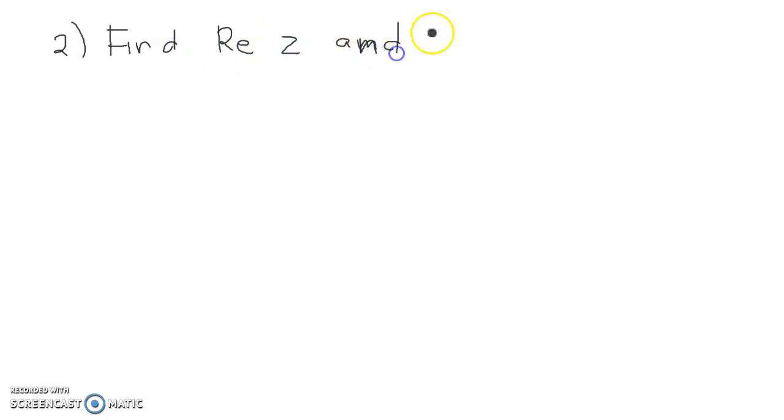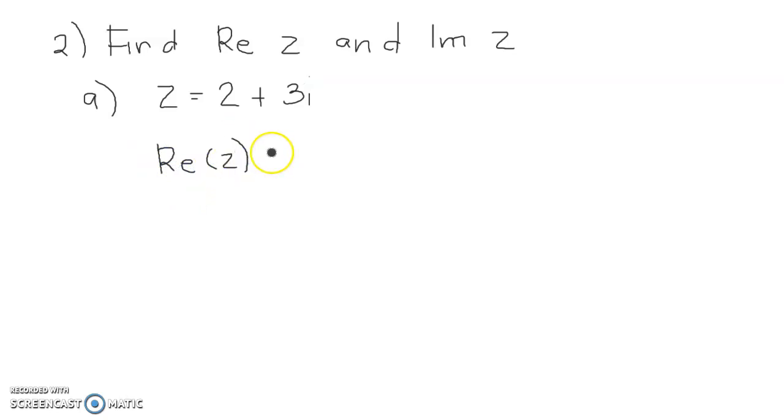So next, we want to find the real part and imaginary part of z. So what are the real part and imaginary part of z? Let's have first given A. z is equivalent to 2 plus 3i. So for our real part, as we said earlier, the real part of z is equivalent to x. And our x here is 2.